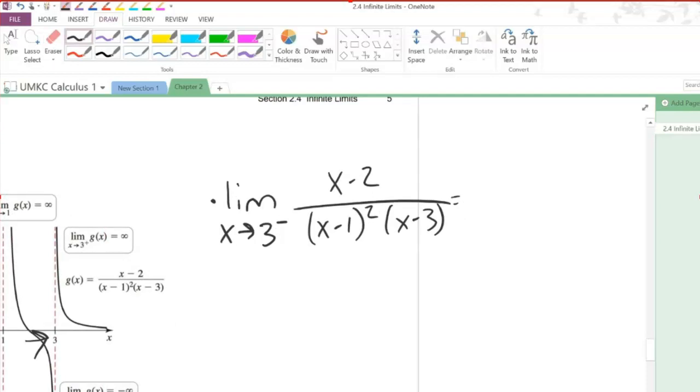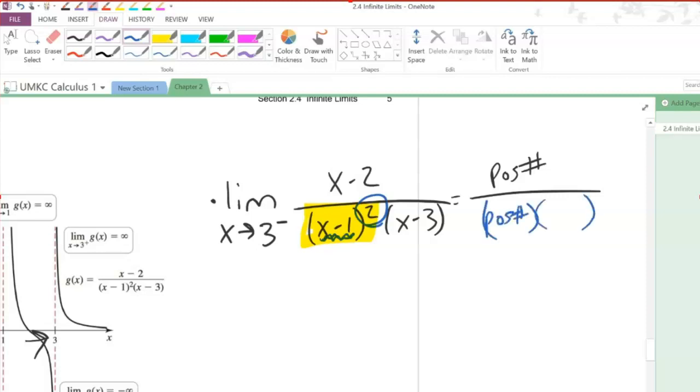3 minus 2, it's a positive number. I don't really care what number it is. I know it's a positive number. So if I'm taking a number that's less than 3, but really close to 3, and I subtract 2, I still get a positive number. Here, it doesn't really matter what's in the parentheses here, because this squared, it's always going to be positive. So this term's a positive number. We know it's, in this case, it's not going to 0. This is the term that's going to 0.